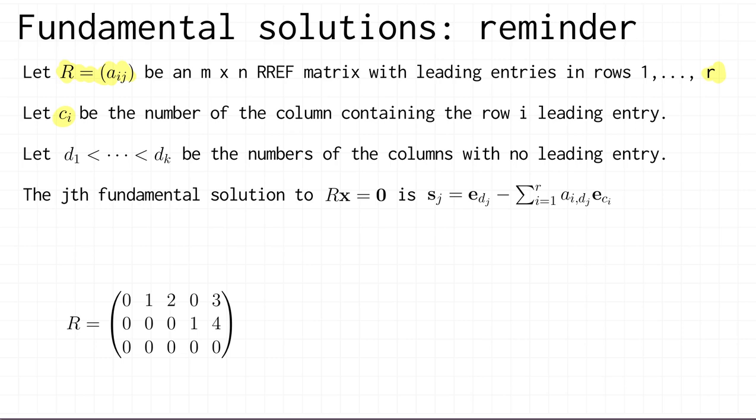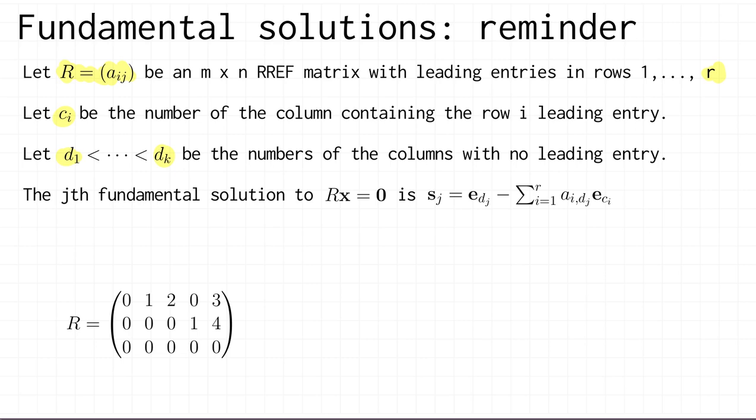So c1 is the number of the column containing the row 1 leading entry, and c2 is the number of the column that contains the row 2 leading entry, and so on. And the other columns which don't have a leading entry, we'll call the numbers of those columns d1 and d2 and d3 up to, say, dk. And then we were able to write down the fundamental solutions for this matrix equation.